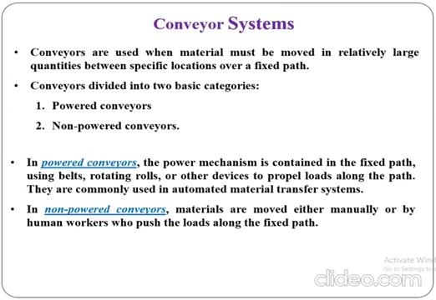So conveyors are divided into two basic categories. First one is powered conveyor and another is non-powered conveyor. In powered conveyor, the power mechanism is contained in a fixed path using belt or rotating rolls or other devices to propel the load along the path.